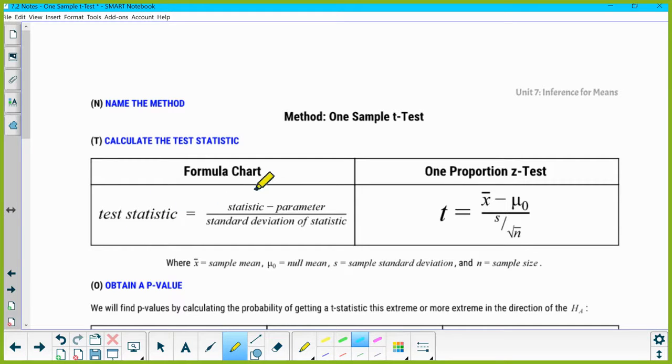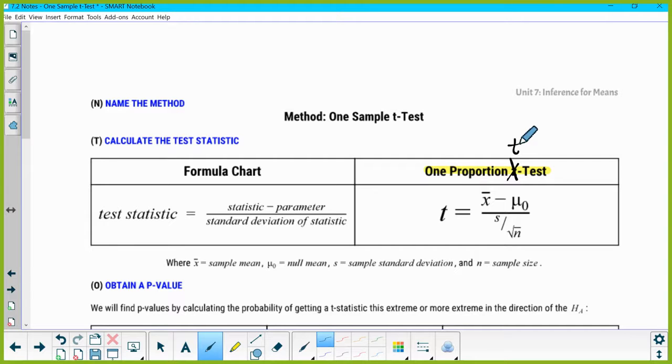It's equal to statistic minus parameter over standard deviation, x minus mu over sigma. Now, in the realm of a one proportion t, oops, that should say z. Caught my mistake early enough. This should be a t-test. Sorry, guys. Copy paste. Sometimes it's your best friend, sometimes it's your worst.